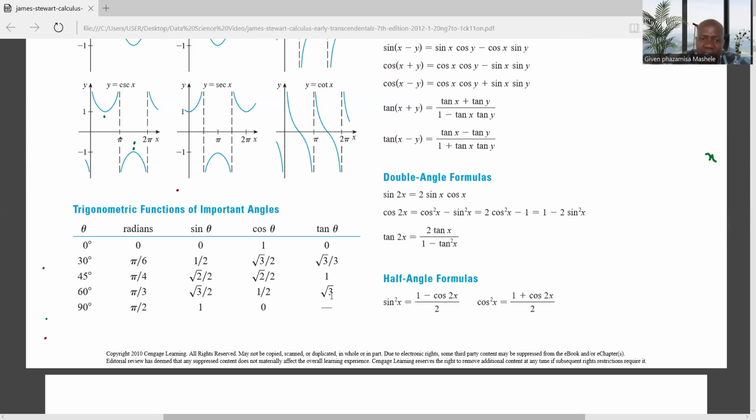Remember we said sine of 0 in radians is just 0. In degrees, 30 degrees in radians is pi over 6, 45 is pi over 4. I think I spoke about this. But in degrees, sine 30, we know it's half. So these are the things that you need to familiarize yourself with.